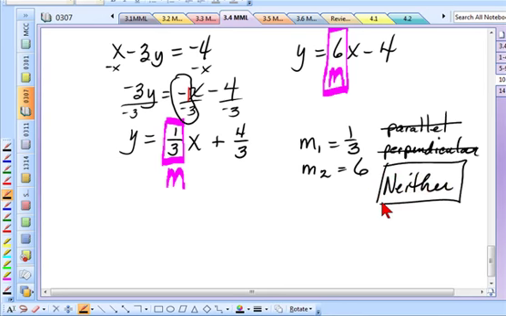There was a lot of work involved in that to come up with the conclusion there. It is neither. It wanted to know if the two lines are parallel, perpendicular, or neither. In order to determine if lines are parallel or perpendicular, I have to know their slopes. To find their slopes, I've got to get the equations in the form y equals. The y equals is one of your very best friends.